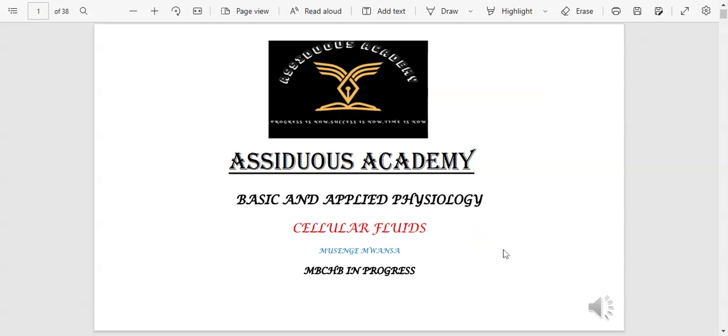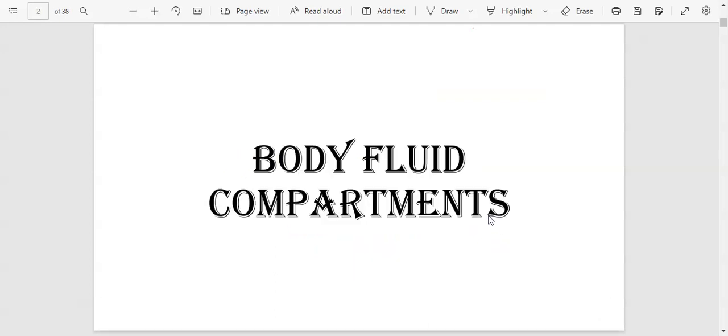Let us look at basic and applied physiology. Specifically, we're going to go over cellular fluids. Now, as we get to understand cellular fluids, I can also say body fluids because we are interested not only in fluids which are found within the cells, but also those fluids which are found outside the cells.